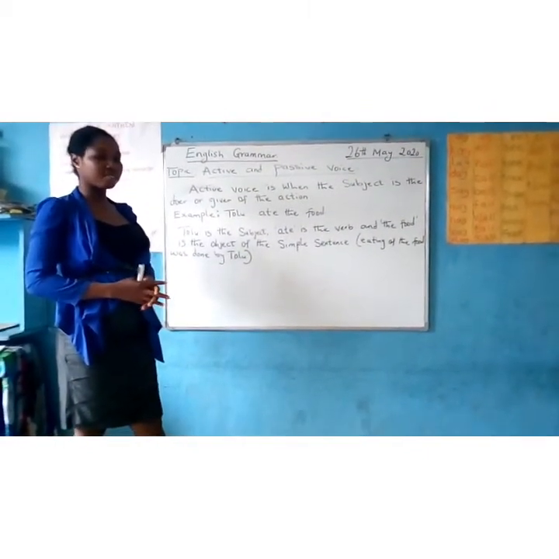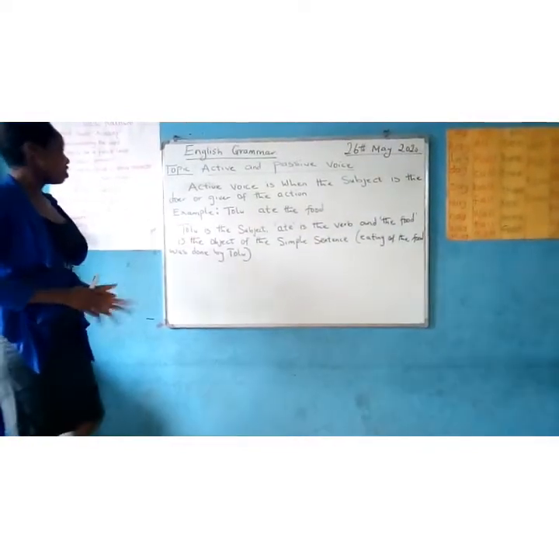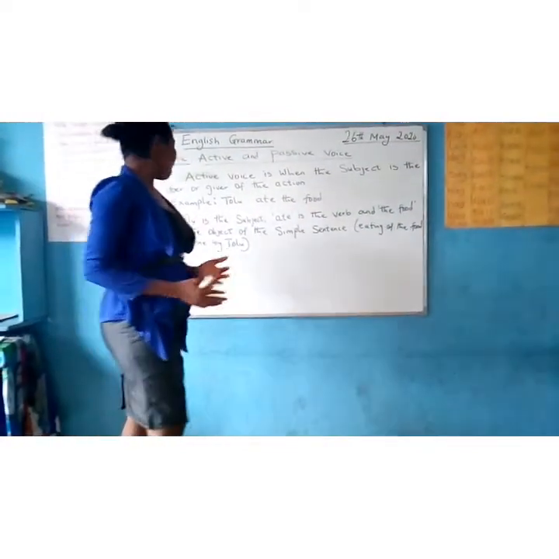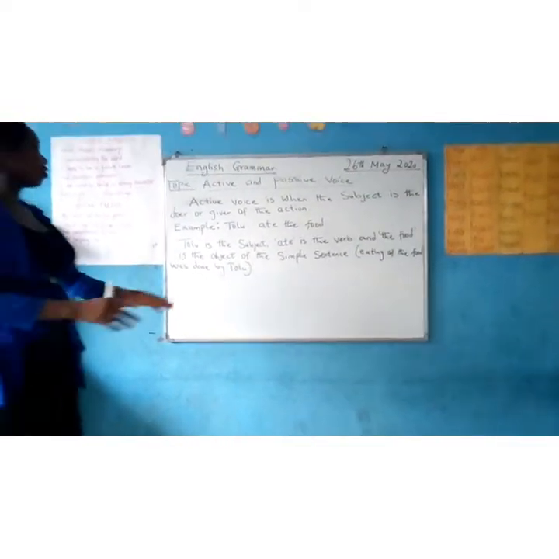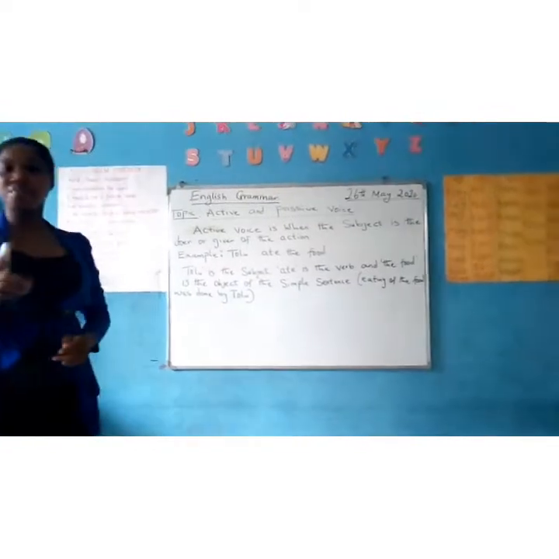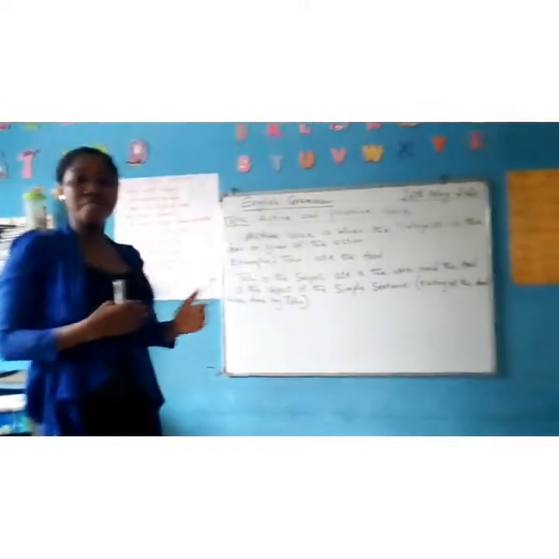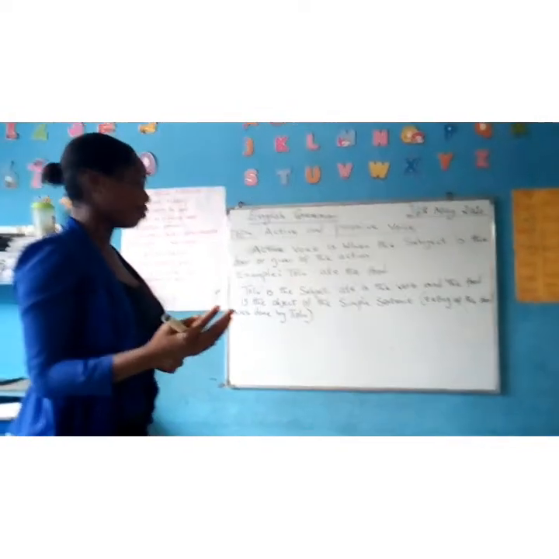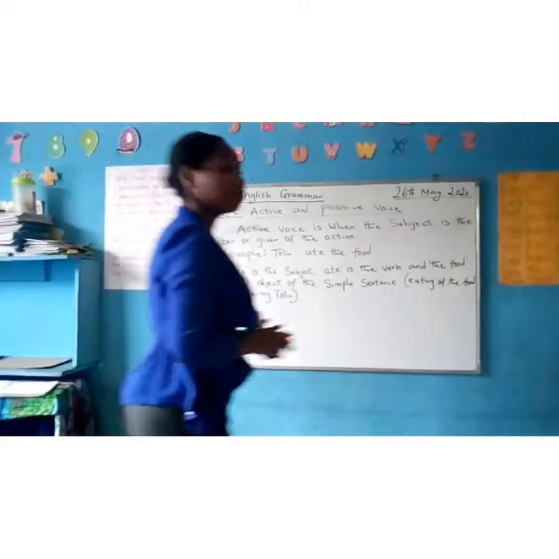Did you get that? Okay? Tolu is the subject, ate is the verb, and the food is the object of the simple sentence. So, eating of the food was done by Tolu. So, Tolu is the one performing the action. Did you get it? Okay, let's go further.